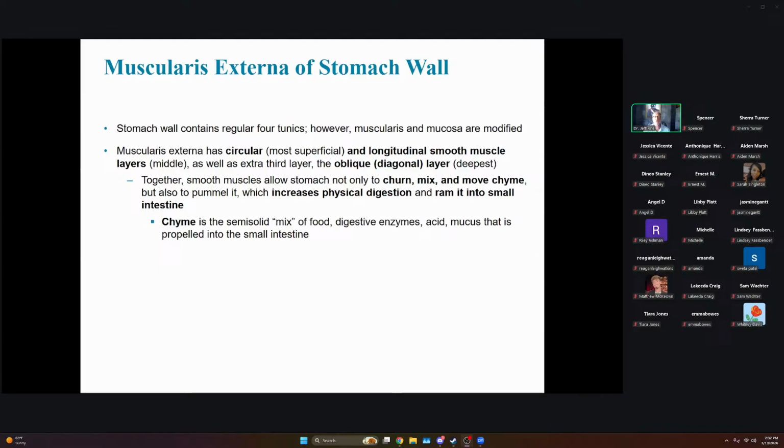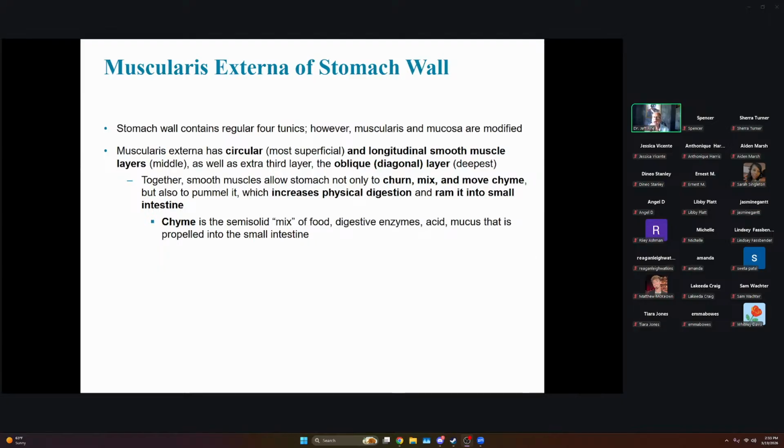Okay, the first one is specifically looking at that muscularis externa layer. Okay, and if you recall from lecture on Tuesday, there were two layers of the muscularis externa that we talked about. There was a circular layer, which was the deepest of the two. And in that circular layer, the muscle fibers ran in a circular pattern around the lumen, the hollow opening in the middle.